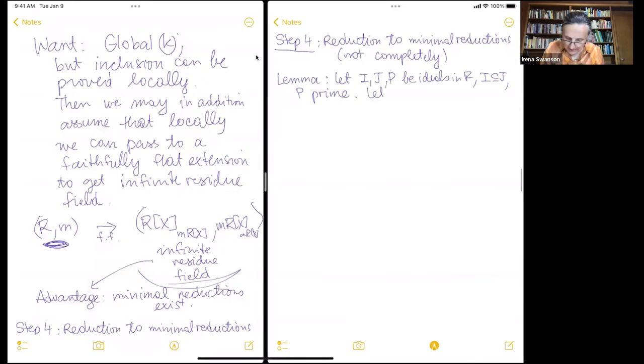And let H and K be positive integers, or at least not negative, such that for all integers N (I will stop writing N bigger than or equal to K or N bigger than or equal to H, because I to a negative power is the whole ring, so it all works), we have two parts. One is J to the N intersect with P is in J to the N minus K P.